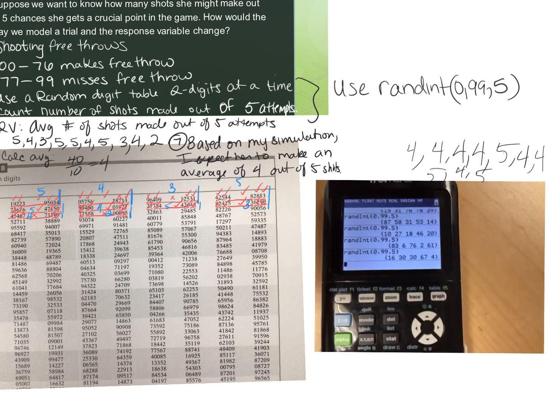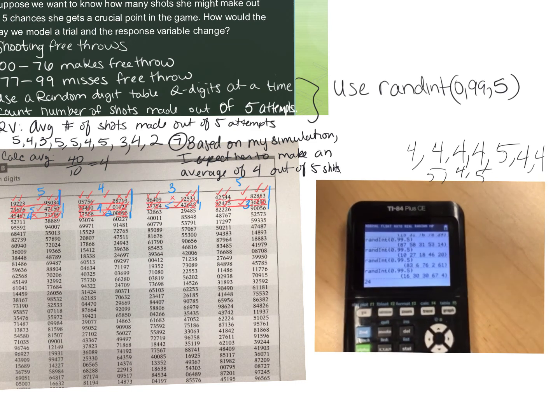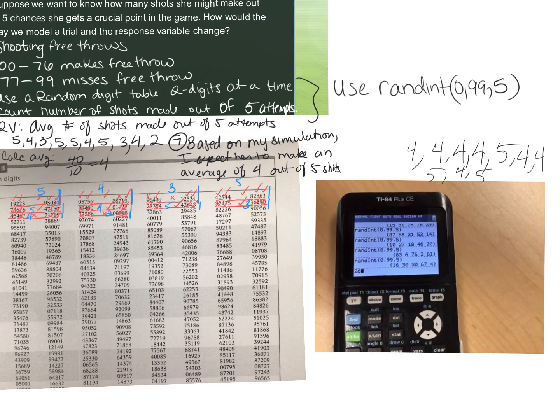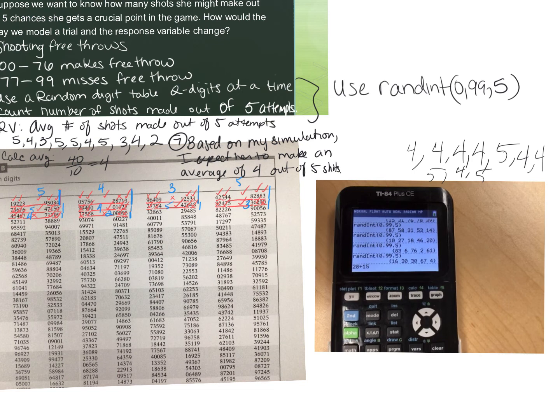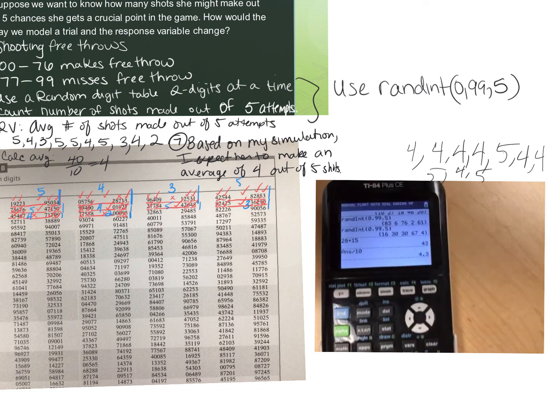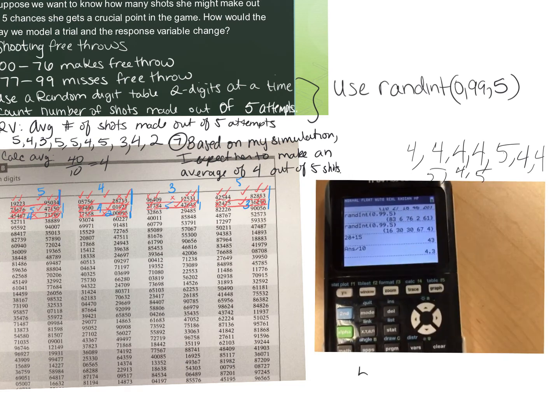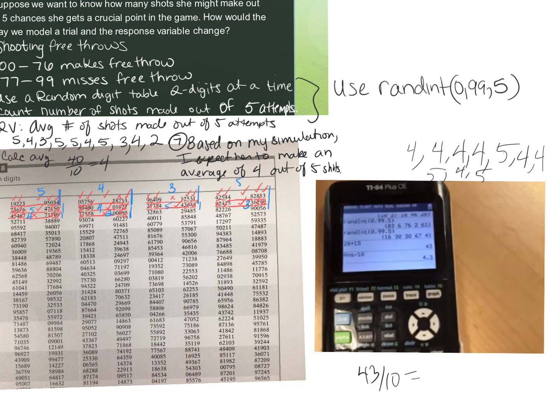So, okay, so I have 1, 2, 3, 4, 5, 6, 7. So that's 28 in 4s plus 15 divided by 10, obviously is 4.3. Okay, so 43 out of 10, 4.3.